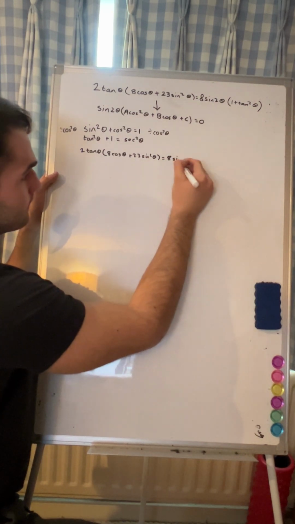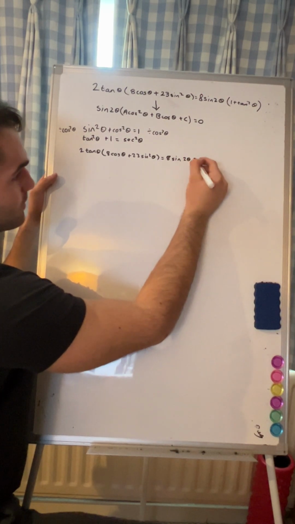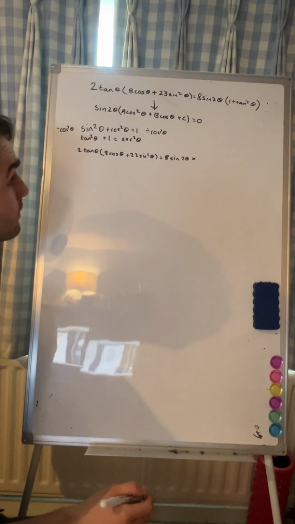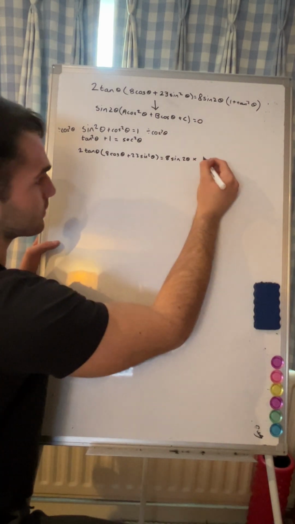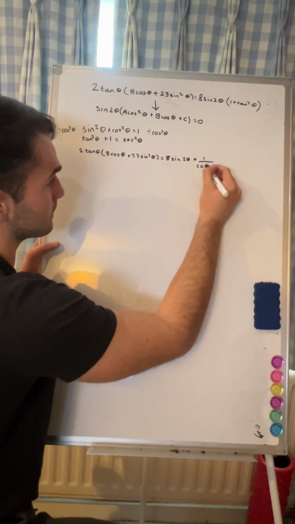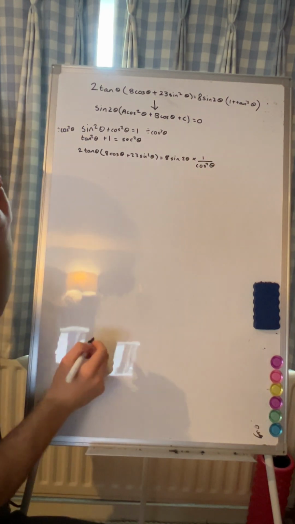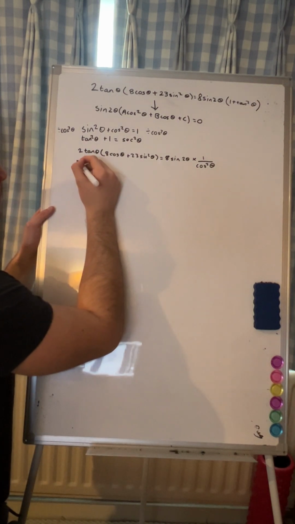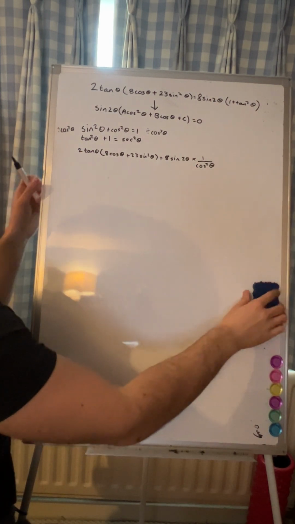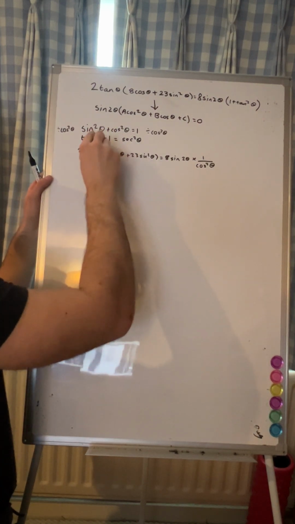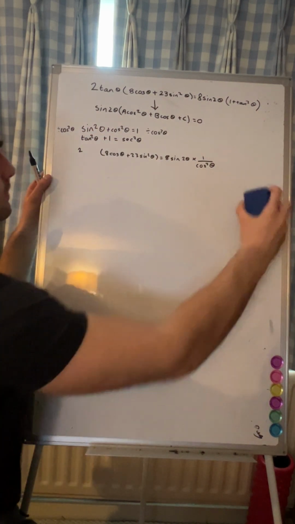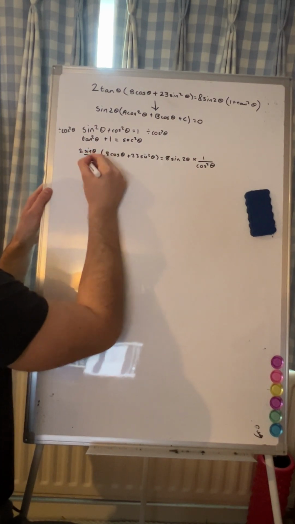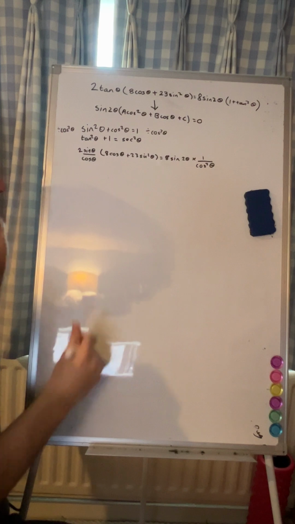Right, this is a lot, times sec squared theta, or 1 over cos squared theta. Actually, I'll write it as 1 over cos squared theta on the end. And then we can write this as, we're going to rub this out for time. So 2 tan theta is the same as saying 2 sine theta over cos theta.